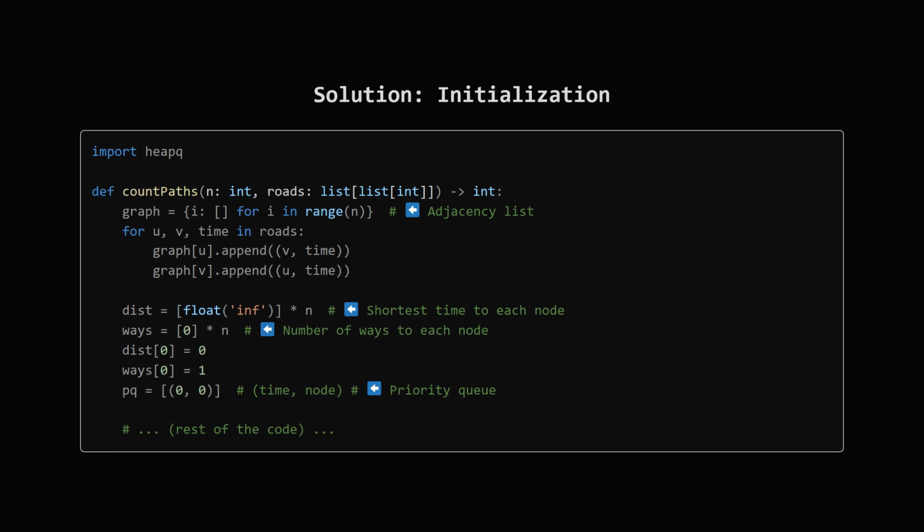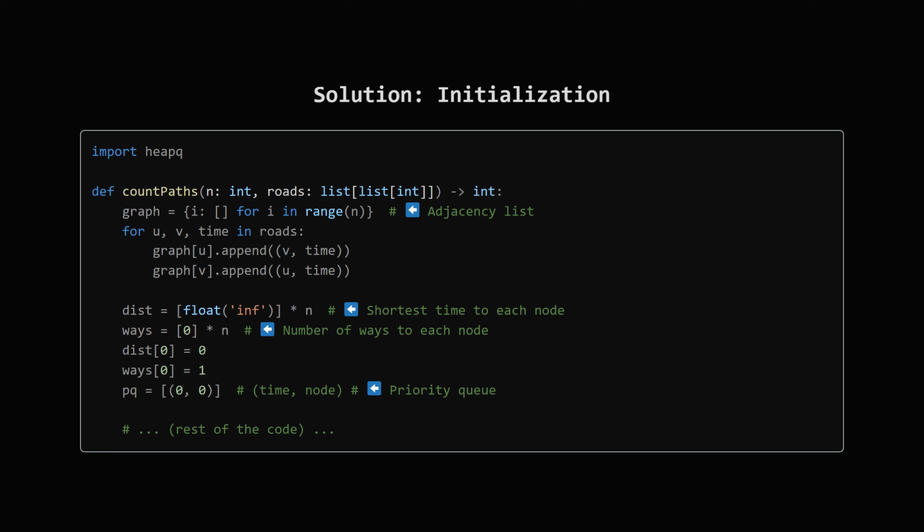Dist is initialized with infinity for all nodes, representing that initially we don't know the shortest time to any node, except the starting node, node 0, which is set to 0. Ways is initialized with 0 for all nodes, except the starting node, which is set to 1 because there's one way to reach the starting node from itself by taking no action.